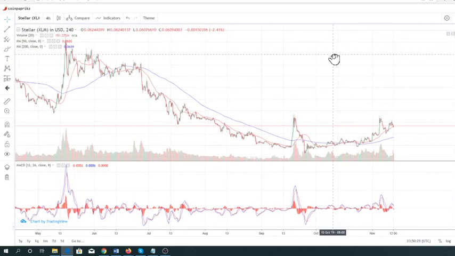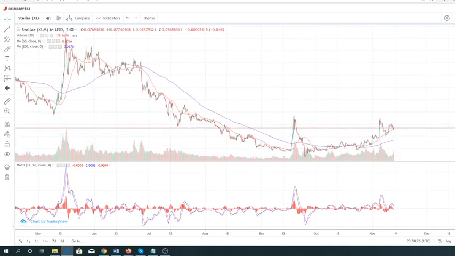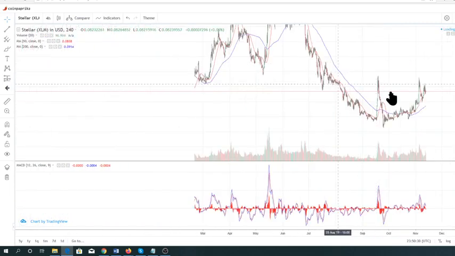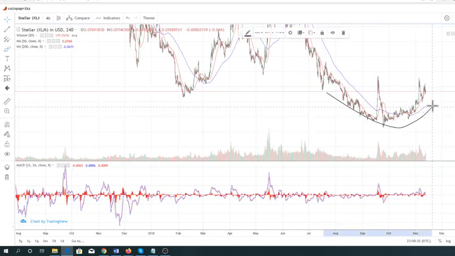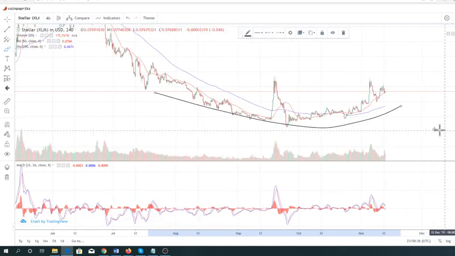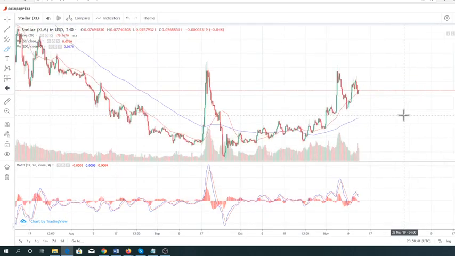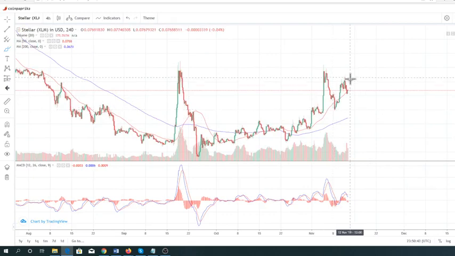So recently it had a pump, and technically it should, because as I mentioned in my previous videos, it is showing a rounded bottom here and moving up high. It is following its moving averages, which are acting as support here. More or less it's bouncing away from its 50-day moving average. It didn't even come back down to the 200-day moving average.